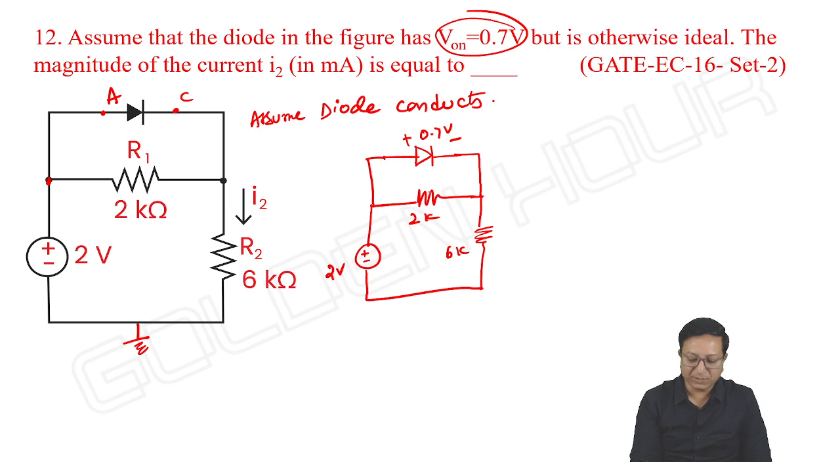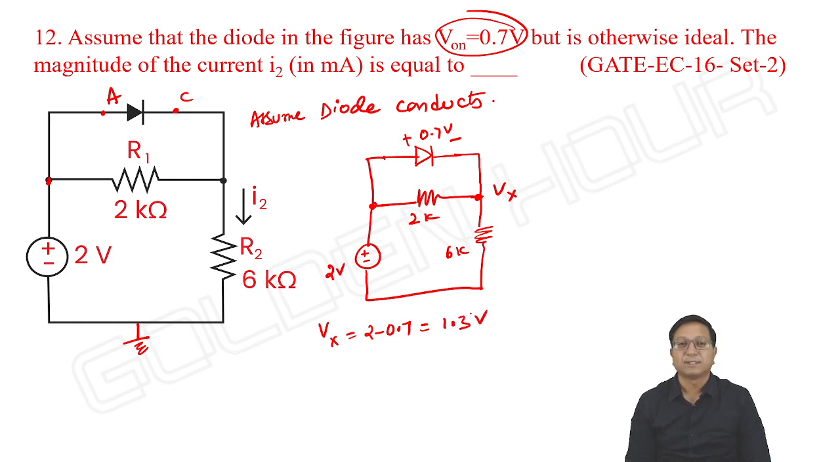The same 0.7 volts can be seen across this 2 kilo ohm resistor as well. If that is the case, let me take this voltage as Vx. What is Vx? It is 2 minus 0.7, so Vx is equal to 2 minus 0.7. It is 1.3 volts. Okay, we got the Vx value.